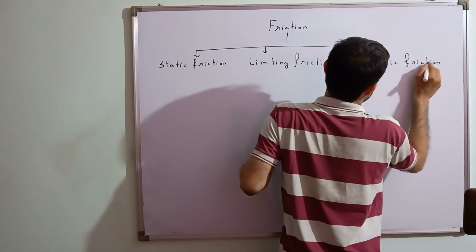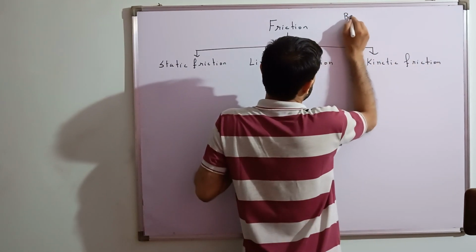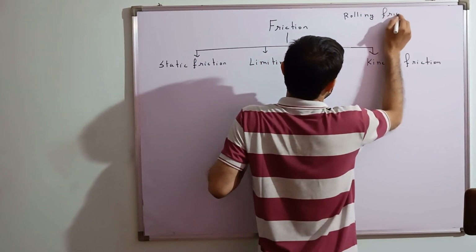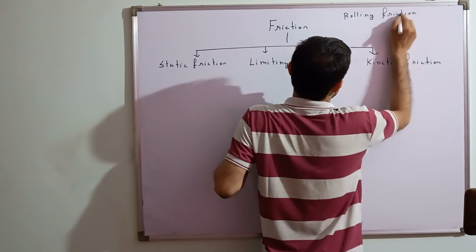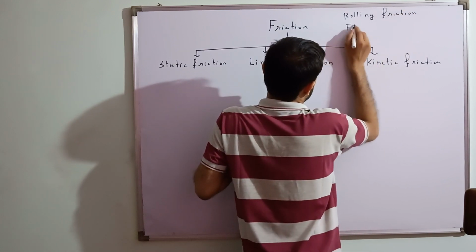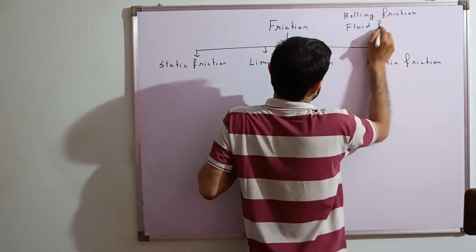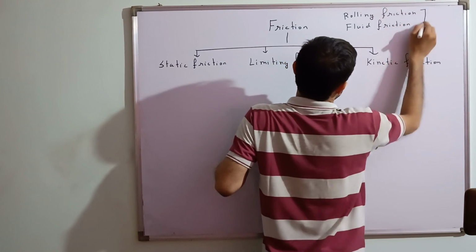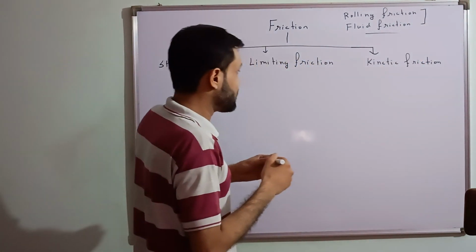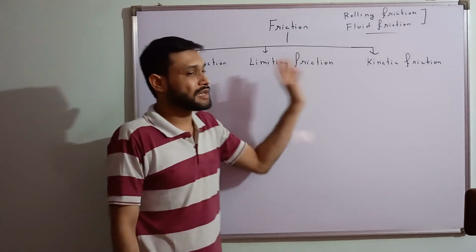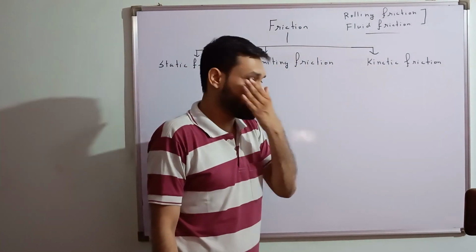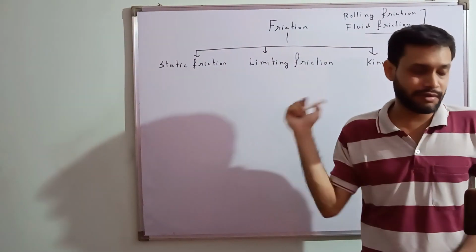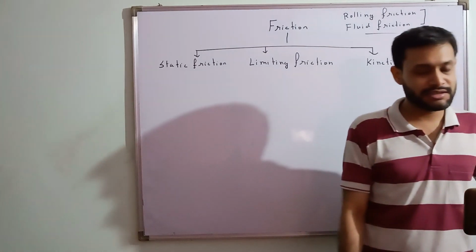Then we can have rolling friction and fluid friction. These two we will discuss later on. Right now we are concerned with static friction and kinetic friction. So why is the nature of the friction changing? When we call the friction static and when we call it kinetic, why is there a difference?